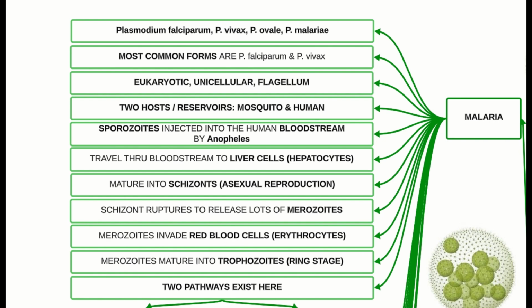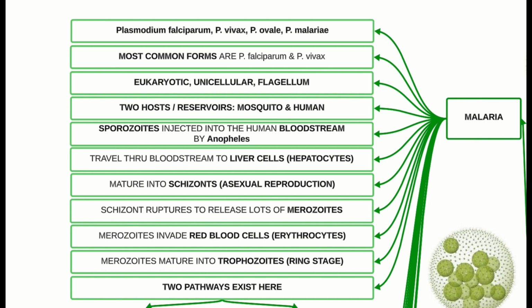There are 2 main hosts for malaria, being both the mosquito and the human. And the life cycle consists of sporozoites being injected into the human bloodstream by the mosquito Anopheles. These sporozoites travel through the bloodstream to the liver cells, which are called hepatocytes, where they mature into schizonts to get ready for asexual reproduction. The schizont ruptures to release lots of merozoites.